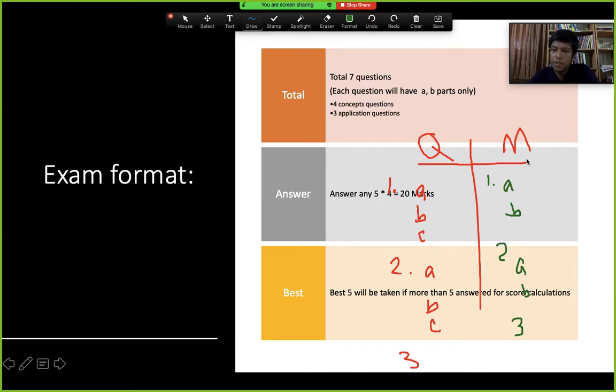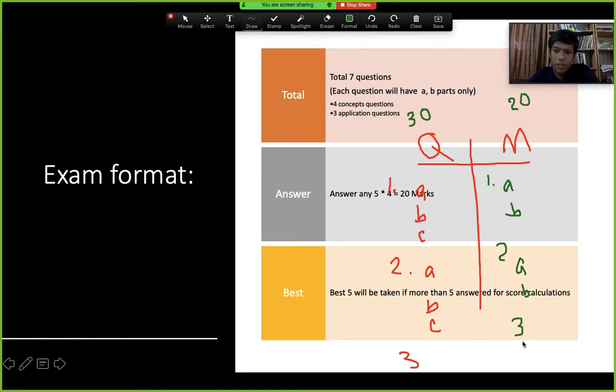The reason is our midterm is 20 marks. All the quizzes are 30 marks. That's why there is no C part, because we have to balance with the marks.